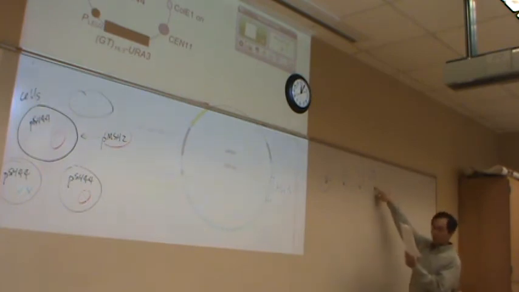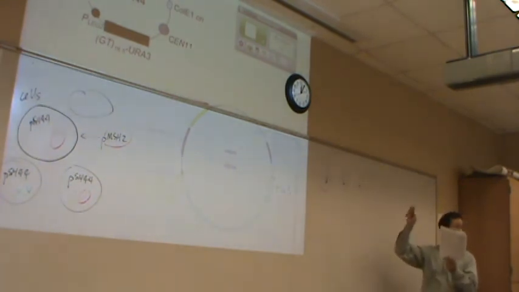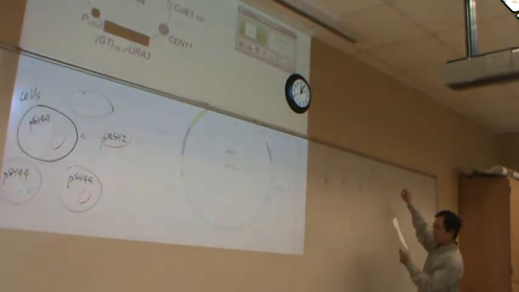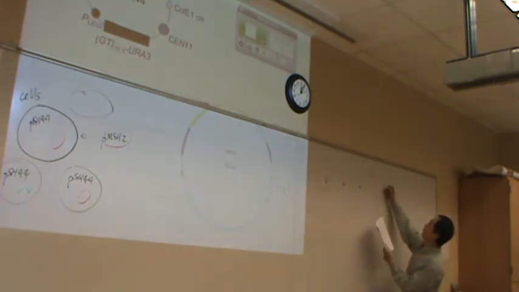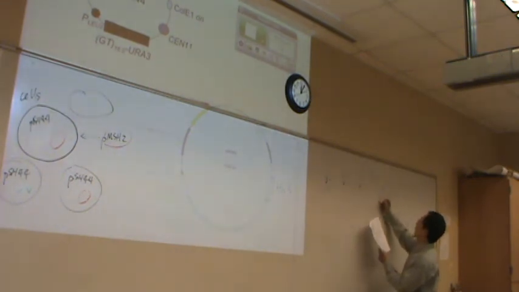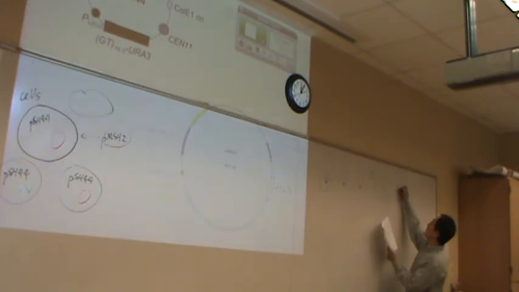So we put the cell there, and we also put in the carrier DNA, which also increases the transformation efficiency. Then we mix the tube and incubate. Plate media plus all these things, 30 minutes of incubation at 30 degrees. And then we heat shock for 15 minutes at 42 degrees.